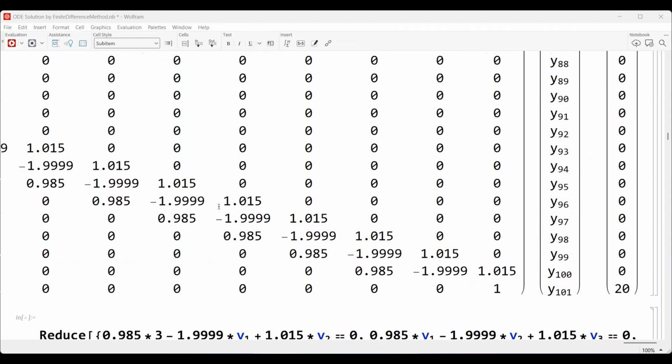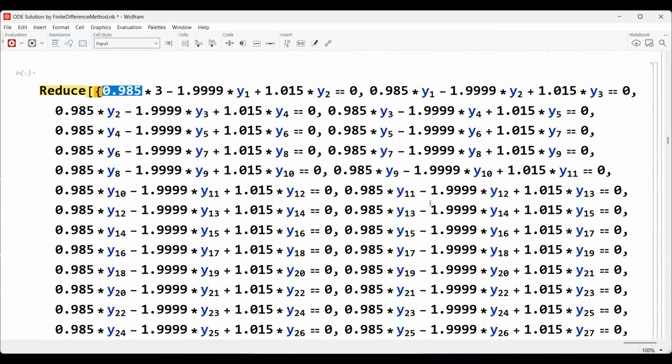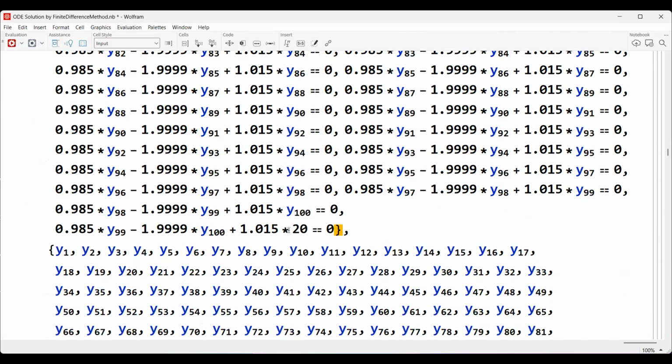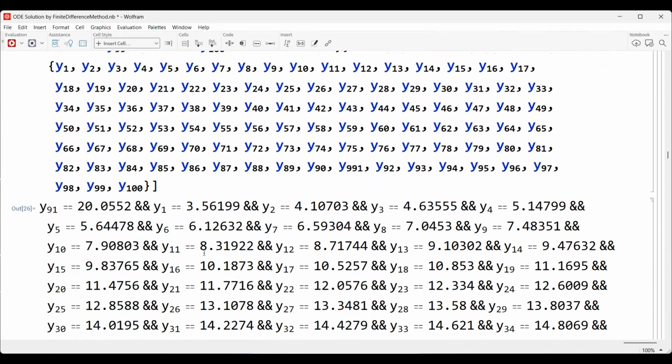Okay, so let's write all the equations here. So this is our y sub 0 here, the first boundary condition, and the last boundary condition here is 20. This is y sub 101. Now let us solve these equations, so we have the solution here. For example, the solution is y sub 1 equal to 3.56199, and y sub 99 is 20.0521.